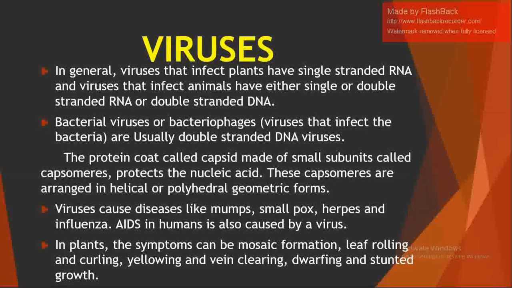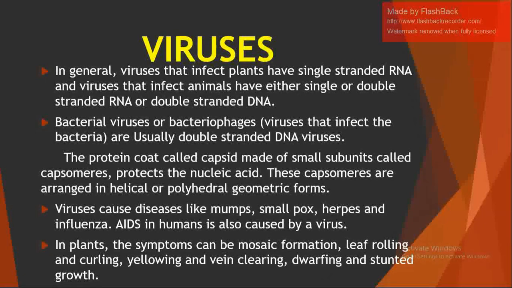That complete set is called capsid, which is going to protect the nucleic acid. Nucleic acid is genetic material. These capsomeres are arranged in helical or polyhedral geometric forms. Based on their arrangement, there are two types: helical or polyhedral geometric forms.